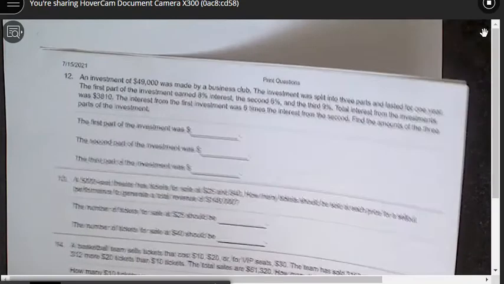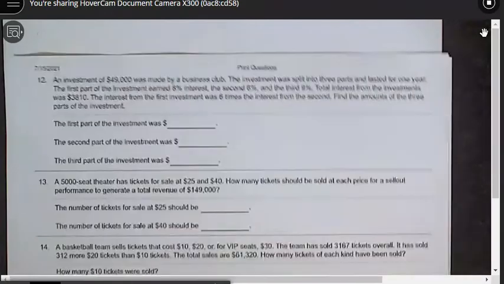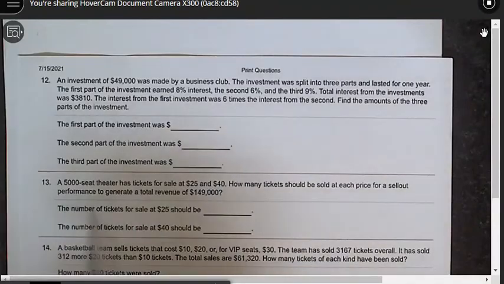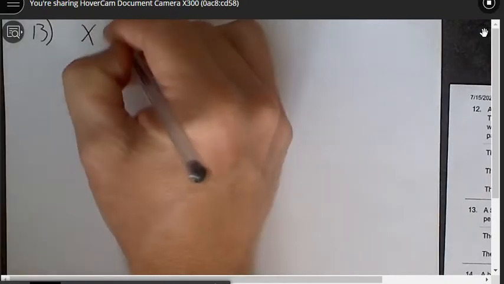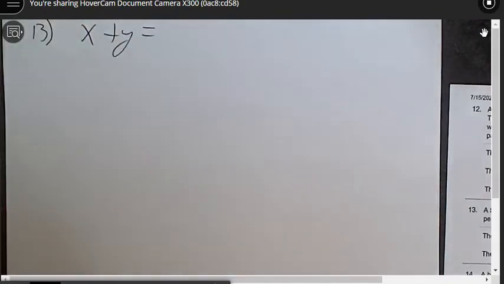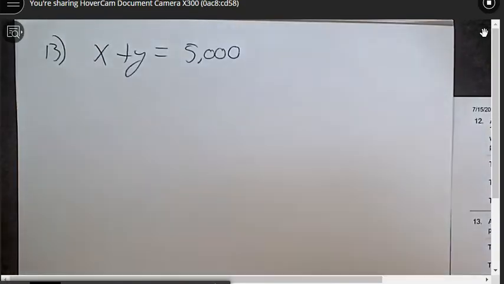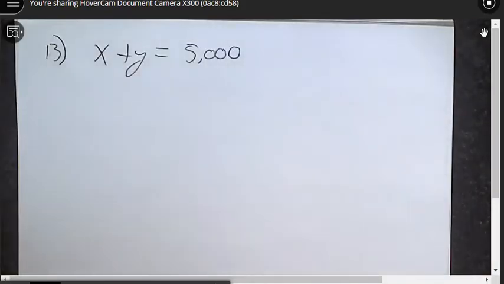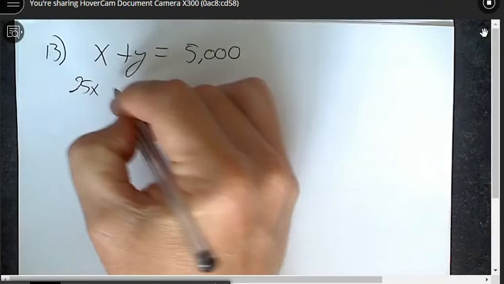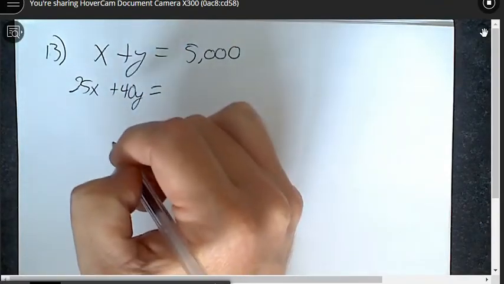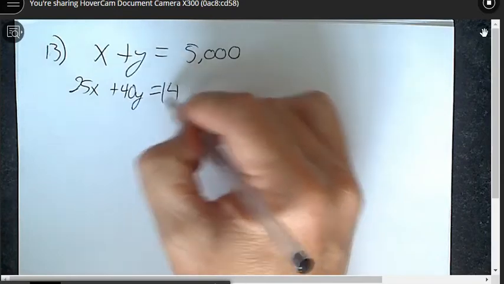Okay, 13. We'll get the setup on this one, and just so we don't run short on time, we may just get the setup of it and give you a quick rundown on this one. 13, we've got a 5,000 seat theater with 2 different ticket prices. So the big thing on 13 is that if you have the 2 different prices of tickets, there were a 5,000 seat stadium. One ticket was $25, the other ticket was $40, and then altogether that was going to get us $149,000.